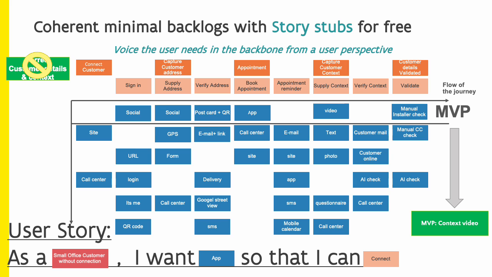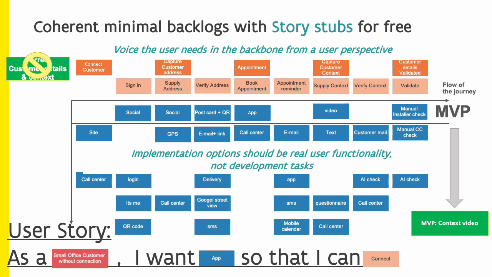Did we voice the user needs in the backbone from a user perspective? Or did we voice it from our development perspective? Or did we already put some implementation detail in there? Are our implementation options real user functionality the user will use to get to their goal? Or did we list development tasks? Is our goal still in line with the why of our users? Their purpose? Or have we fallen in love with our favorite solutions?